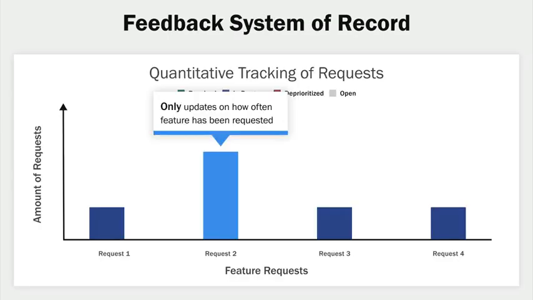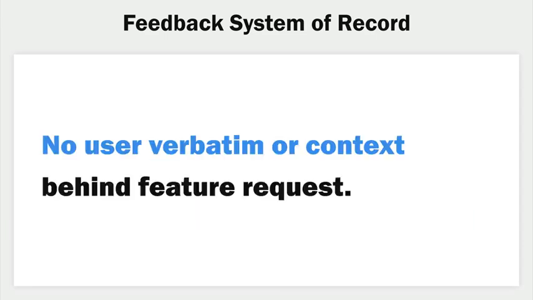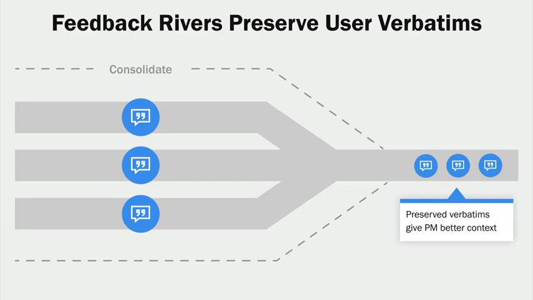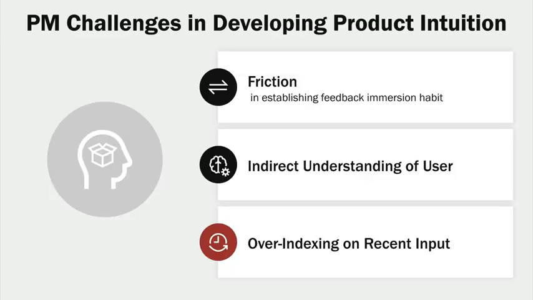When a feature request comes in, the FSOR only updates itself on how often it's been requested. In other words, the FSOR does not store the original user verbatim and context behind the feature request. The feedback river stores the full original user verbatim, allowing the PM to better understand the context behind a feature request. As a result of these differences, the feedback system of record is much more uniquely suited to help PMs solve their third challenge in developing product intuition: overweighting recent feedback.